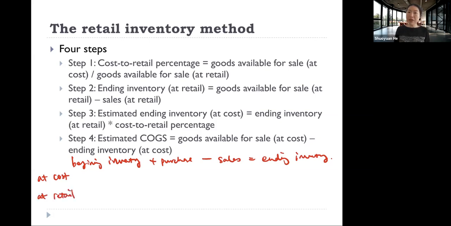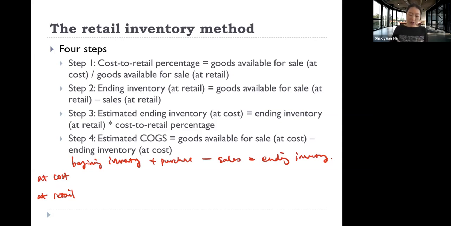What do we mean by retail? Retail just means the current selling price. So what is the current selling price of the beginning inventory? What is the current selling price of the inventory we have purchased? What is the current selling price of the inventory we have sold? And what is the current selling price of our ending inventory? So those two, at cost and at retail, can be different numbers, even for the same piece of inventory.